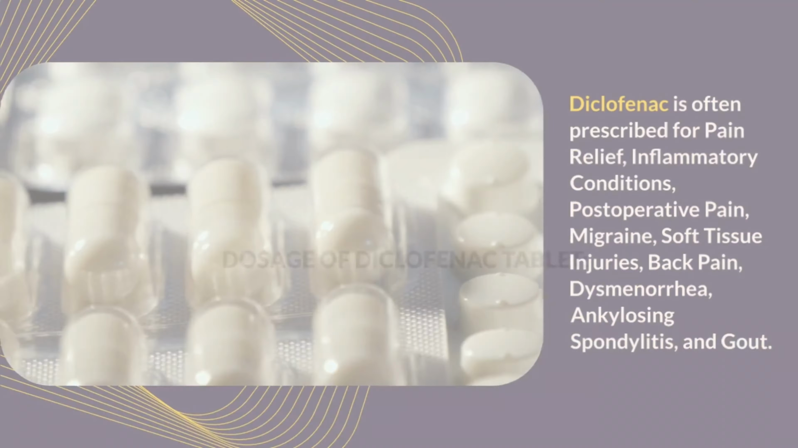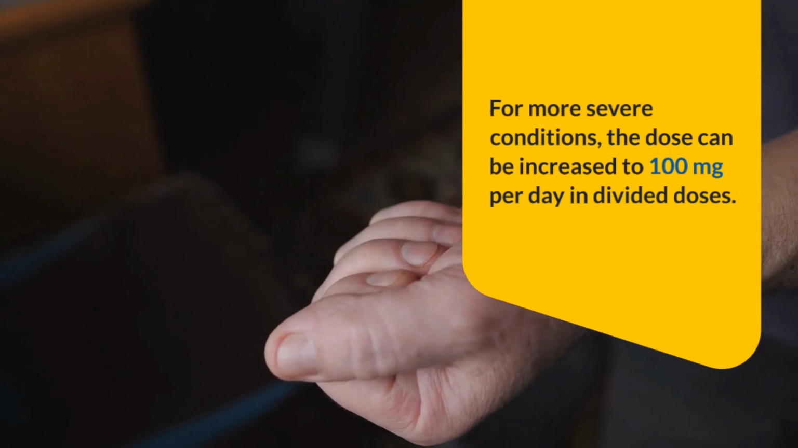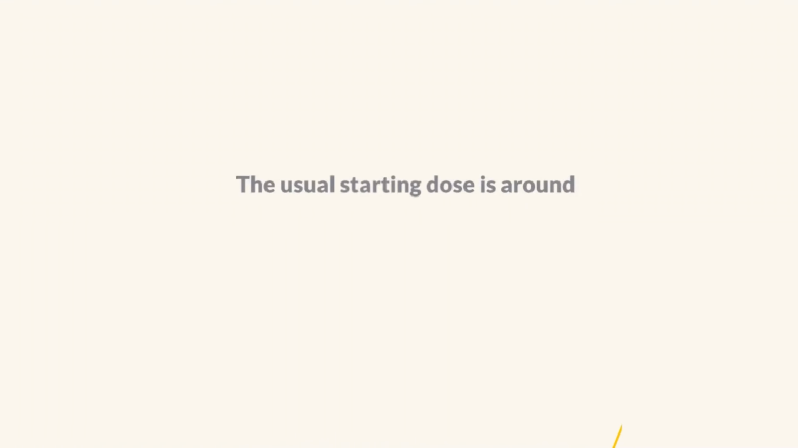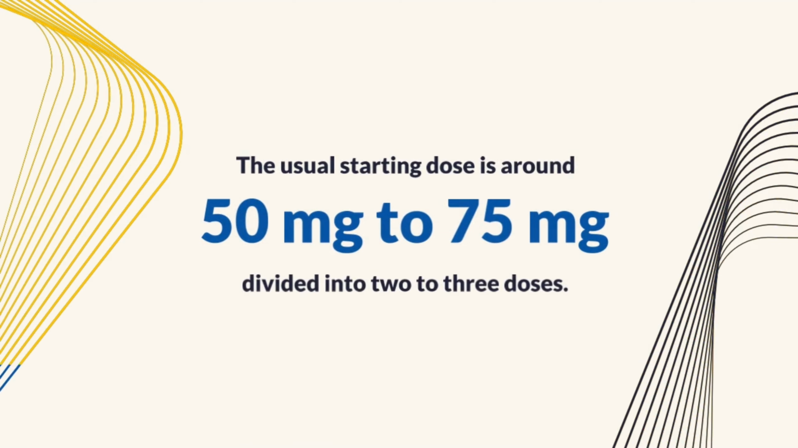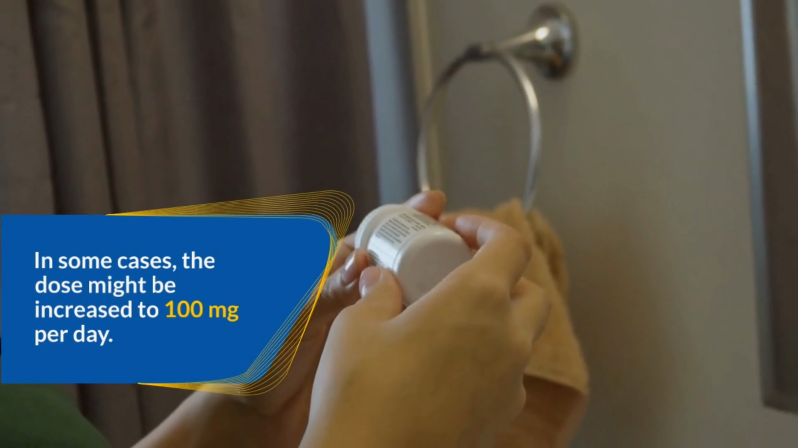For pain relief and inflammatory conditions, the typical initial dose for adults is often around 50 mg to 75 mg per day, divided into 2 to 3 doses. For more severe conditions, the dose can be increased to 100 mg per day in divided doses. For osteoarthritis and rheumatoid arthritis, the usual starting dose is around 50 mg to 75 mg per day, divided into 2 to 3 doses. In some cases, the dose might be increased to 100 mg per day.